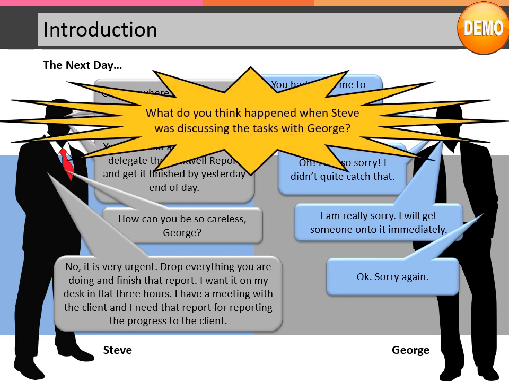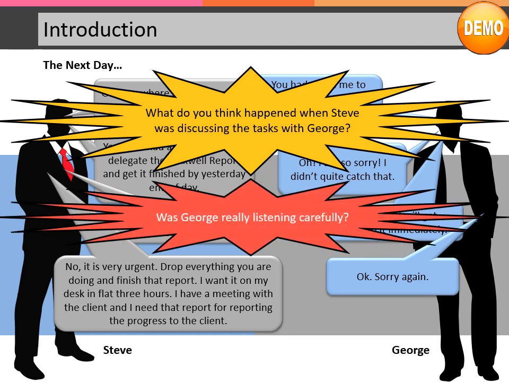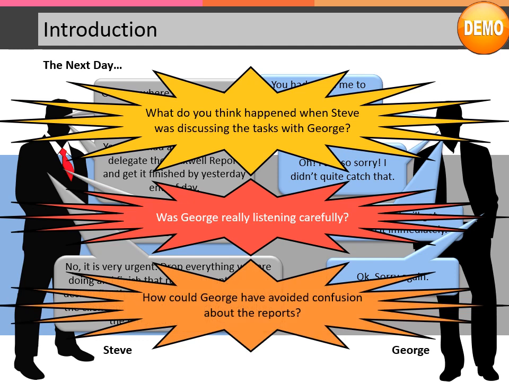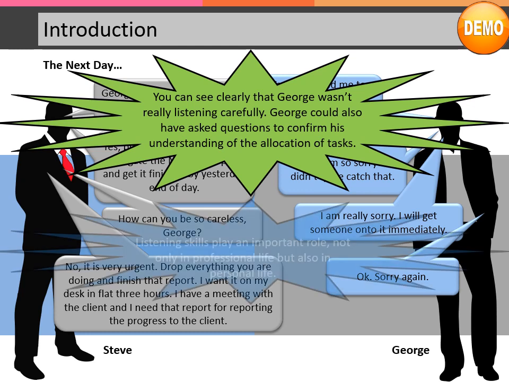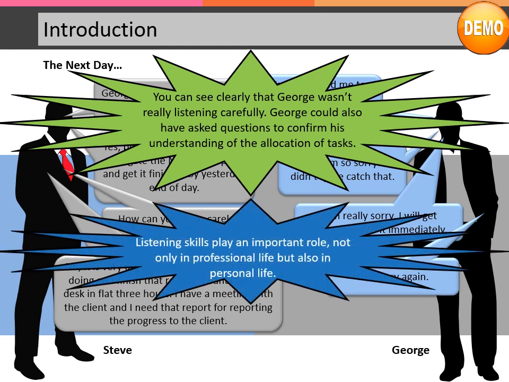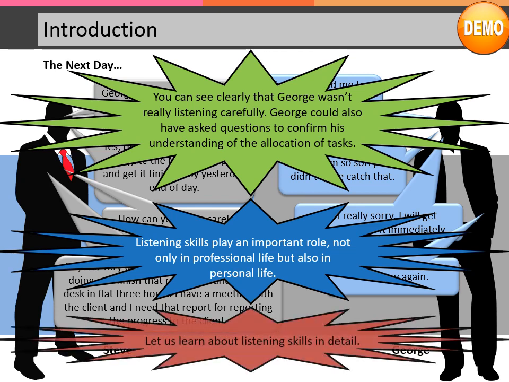What do you think happened when Steve was discussing the tasks with George? Was George really listening carefully? How could George have avoided confusion about the reports? You can clearly see that George wasn't really listening carefully. George could also have asked questions to confirm his understanding of the allocation of the tasks. Listening skills play an important role not only in professional life, but also in personal life. Let us learn about listening skills in detail.